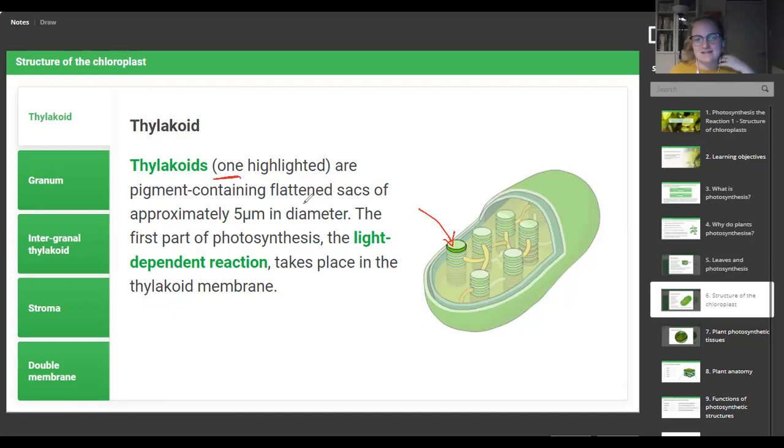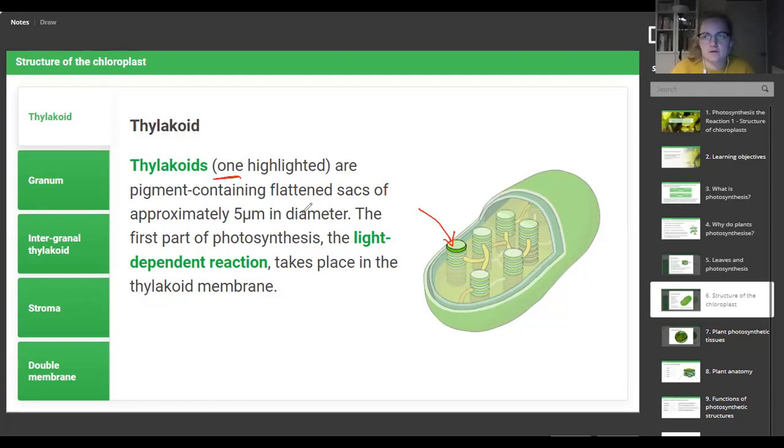Here it's classed as a flattened sac. You can call it a disc, it doesn't really matter. So they are pigment containing flattened sacs, and they're approximately 5 micrometers in diameter. So basically these are what make the chloroplasts green.